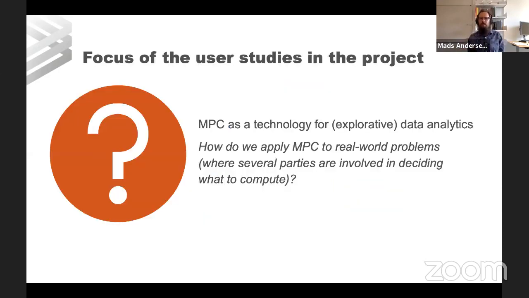The focus of the user studies in this project was: how do we use MPC as a technology for data analytics, with an emphasis on explorative data analytics? How can we make that work? So how do we apply MPC to real world problems? The context we looked at was that you have several parties who have different bits of the data, and they all want to find a way to collaborate and get something out of this calculation, or several calculations, that you want to do in the MPC system.